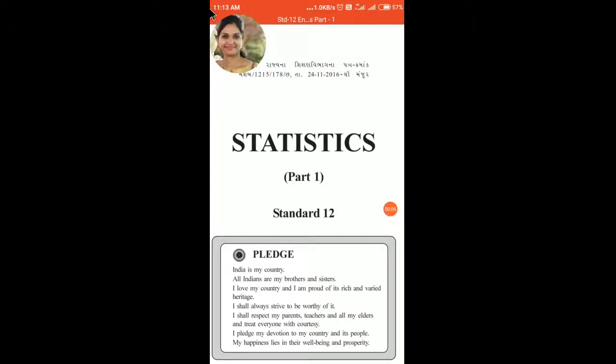Today in the statistics lecture we have to study the different methods of finding an index number. In the first exercise, 1.1, we studied how to find the index number by the fixed base method and chain base method. And in exercise 1.2, how to convert a fixed base index number into a chain base index number and how to convert a chain base index number into a fixed base index number. Now the next topic is the different methods of finding an index number. Let's start.